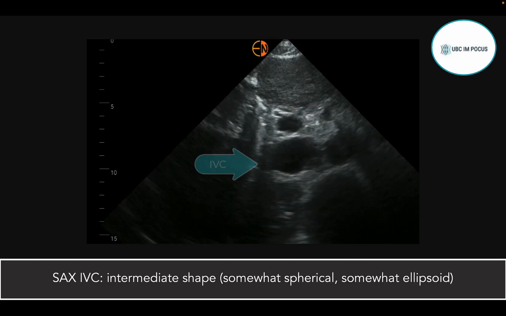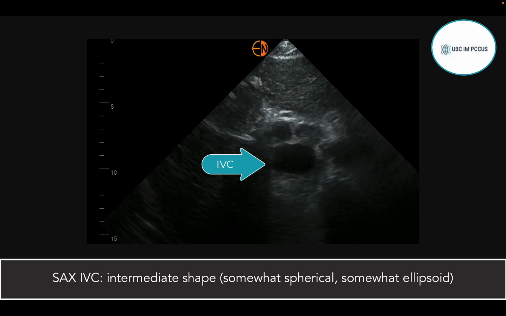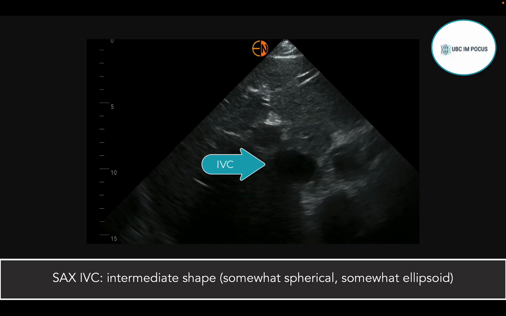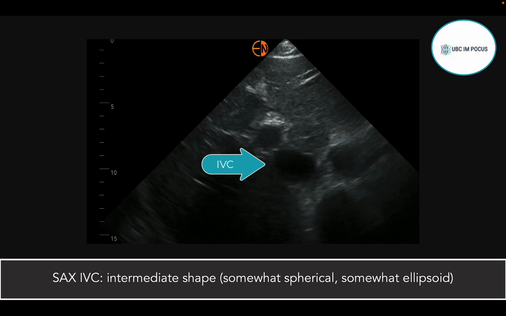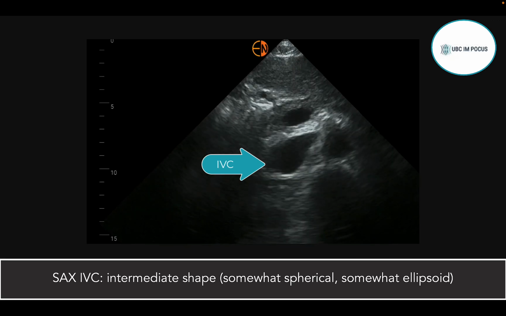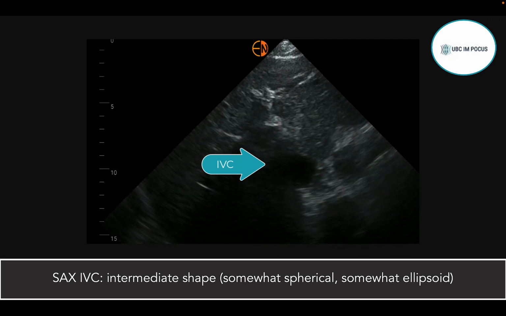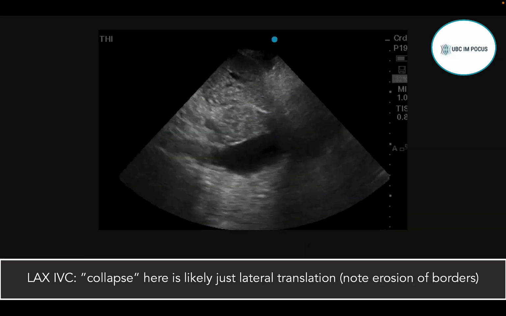This is another kind of middling IVC that I wouldn't necessarily put too much weight in. So it's fairly rounded. It looks a bit more elliptoid as we follow it through. Again, this might be an IVC that's in the gray zone. I would certainly want more data.